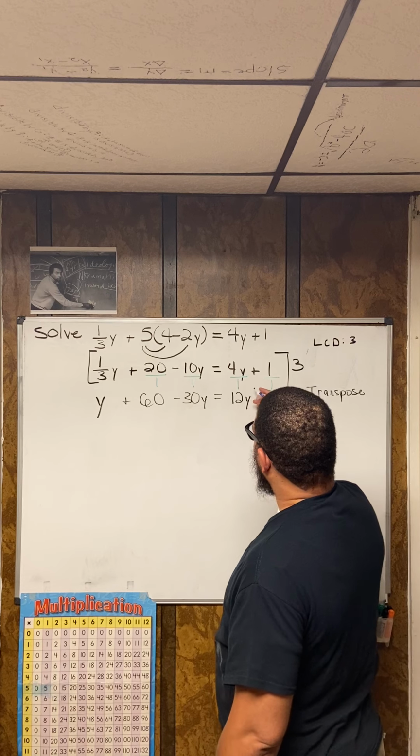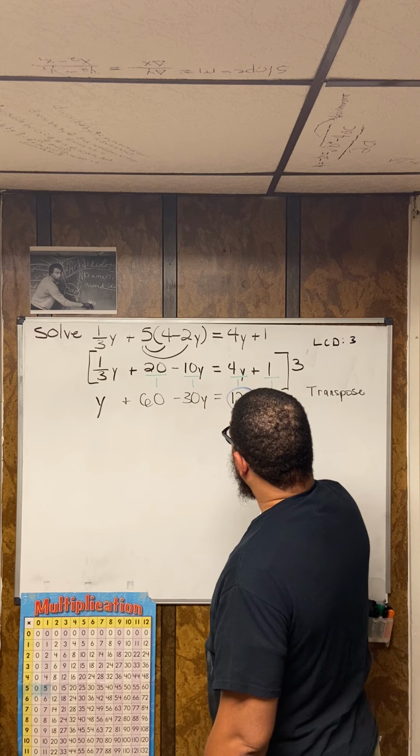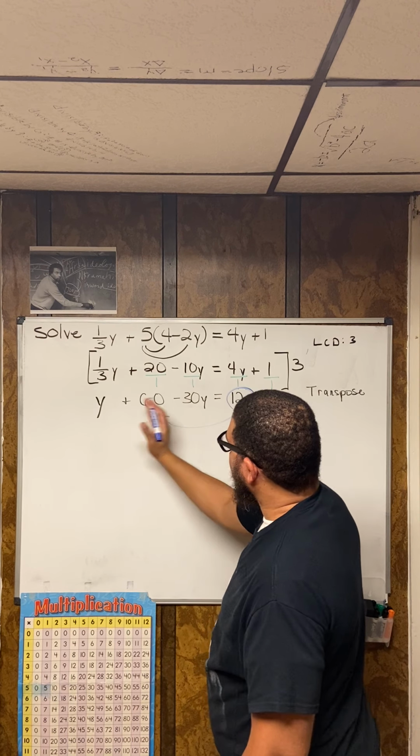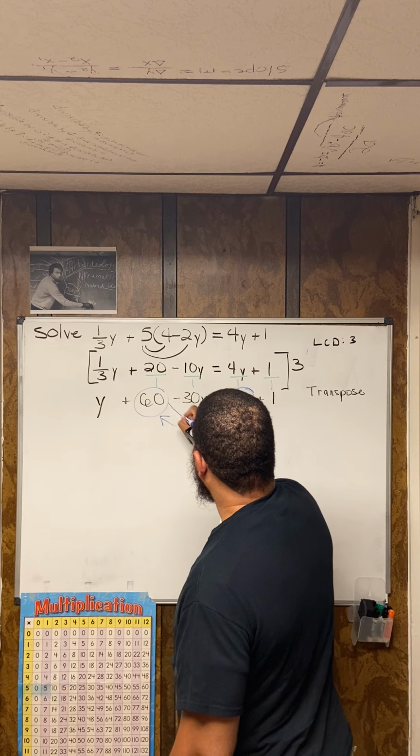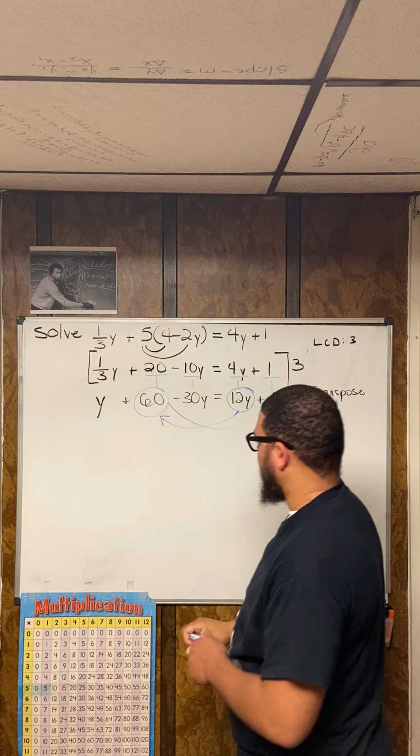I'm going to take this 12y, right? And I'm going to move it over here to the left side. And then I'm going to take this 60. And I'm going to move it over here to the right side.